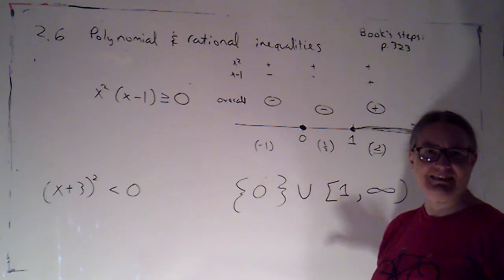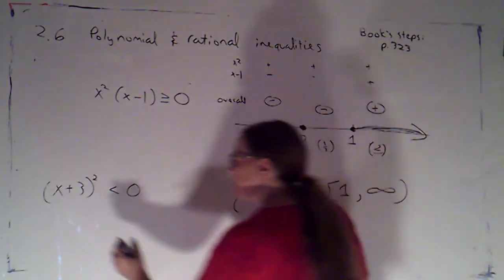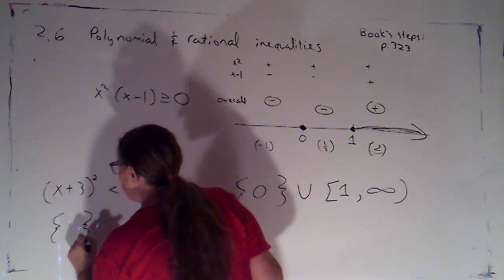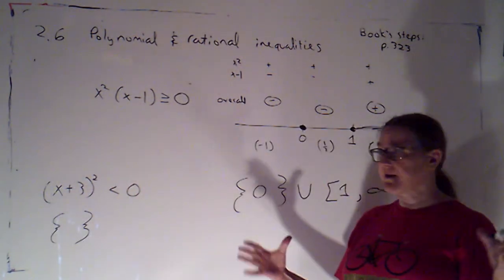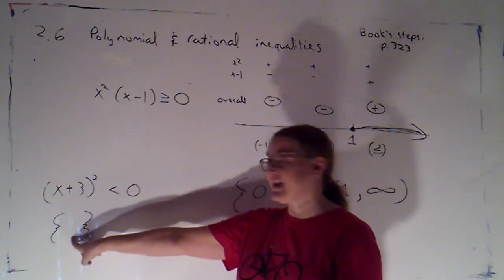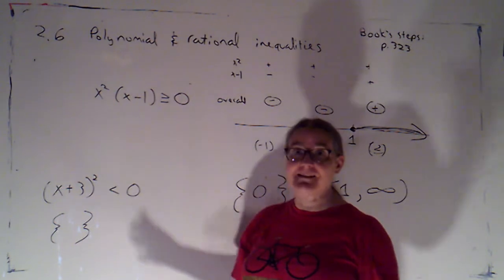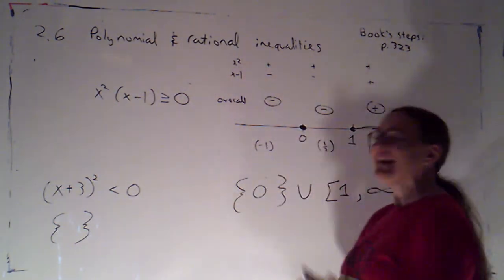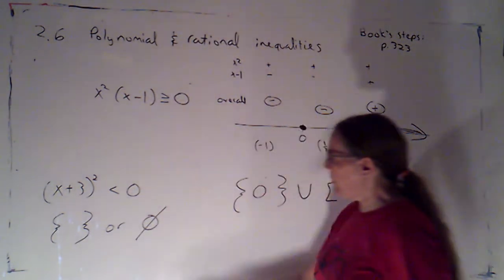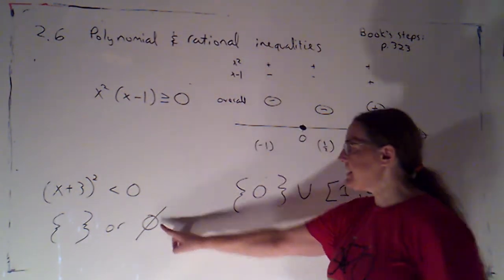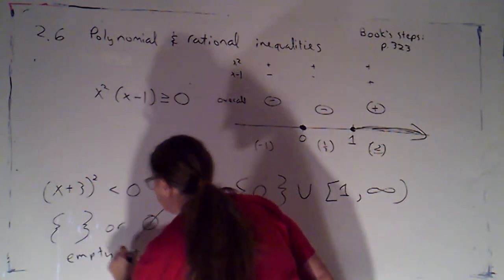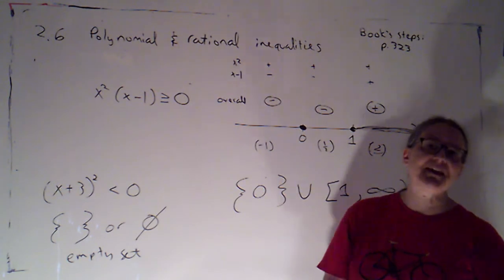How do I indicate that? Well, what you can do is say the solution set would be the empty set. Your book does this. Just set braces with literally nothing inside. Okay? Don't write anything inside to indicate that there's nothing there. Put nothing there. That means the empty set. It's also acceptable to put what looks like 0 with a slash through it. Either of these means empty set, which is a fancy mathematical way of saying no solution.